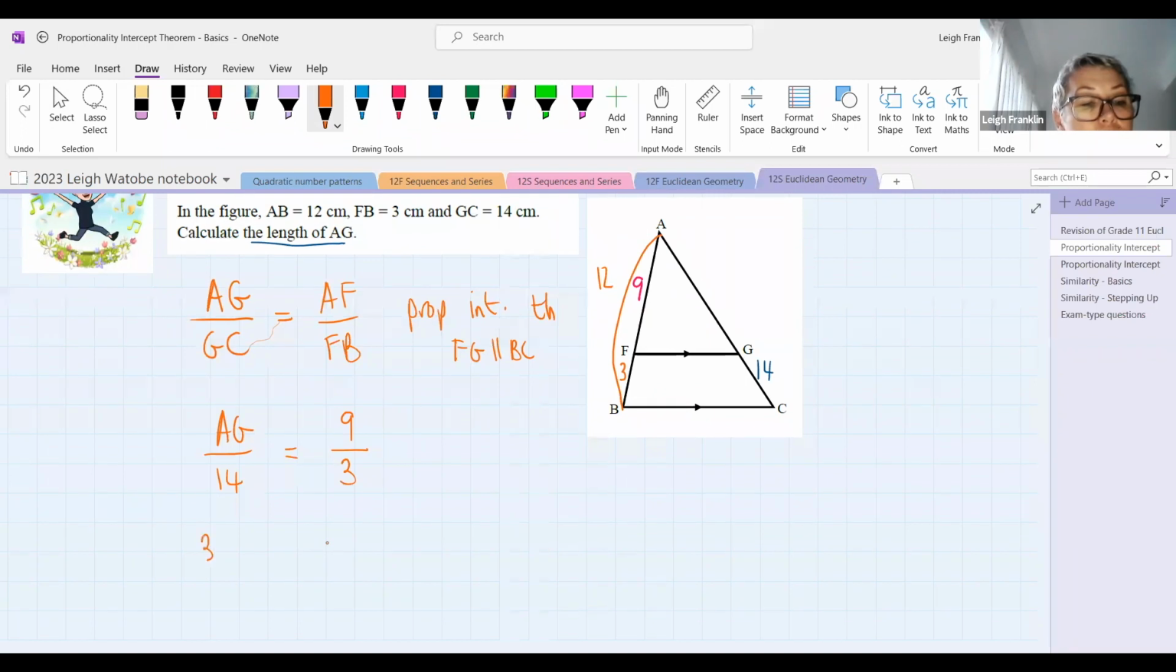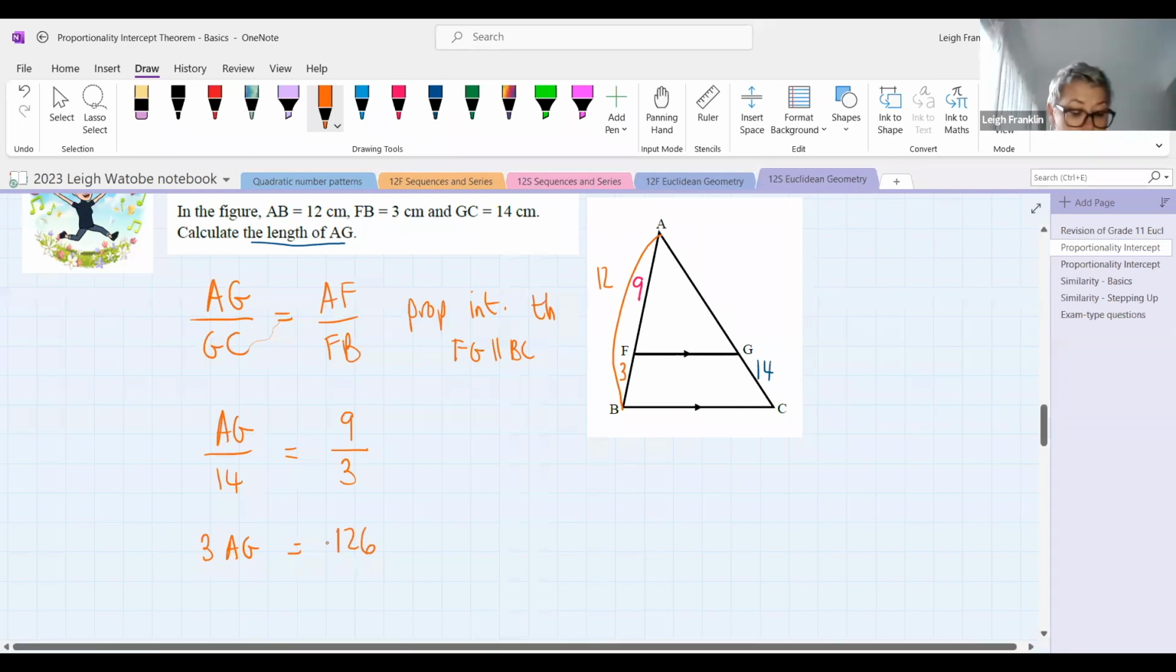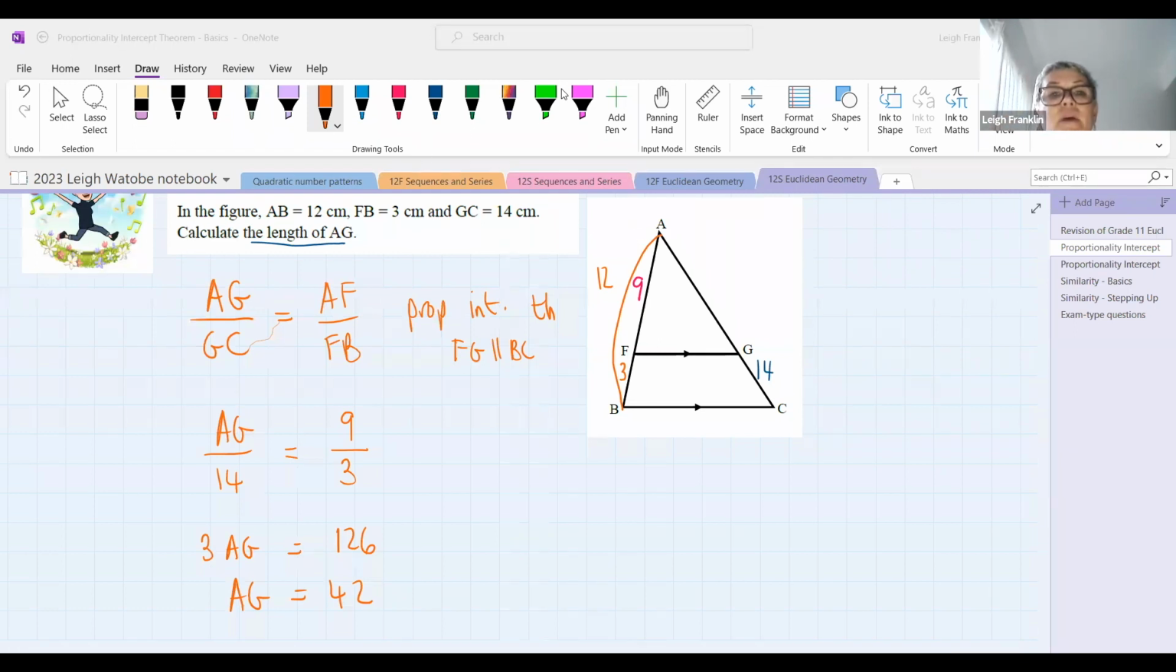So in other words, 3AG is going to be equal to 9 times 14. 9 times 14 is going to leave me with 126. And then I'm going to divide both sides by 3. And I'm going to work out that AG is 42 units, like so. Okay, so that is how the proportionality intercept theorem is applied. Good, well done, everybody. Okay, 42 is correct.